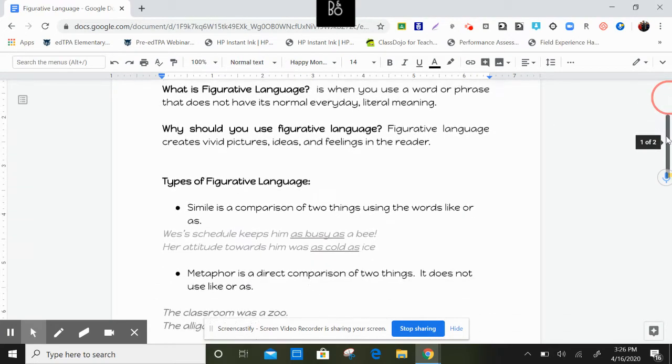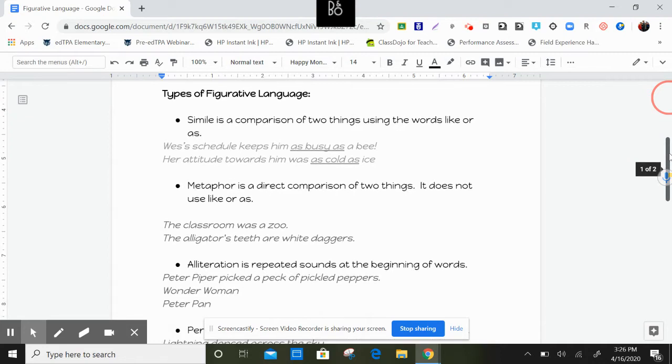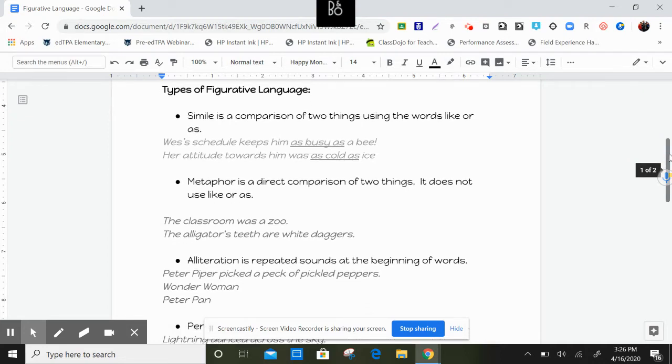There are many types of figurative language. I'm going to cover them all here with 2 examples for each, but I'm happy to go more in depth with any of them. Just leave me a note in the comments and I'll create another one specifically talking about one type. The first type is a simile.